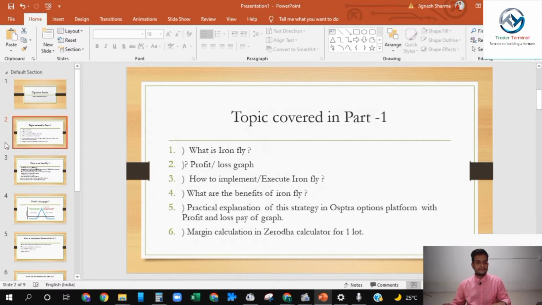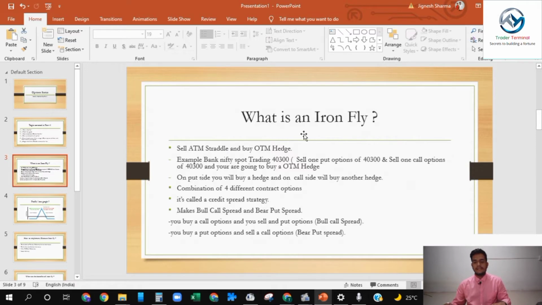All right, first of all, what is an iron fly? Correct, guys. In this, what we do is we sell an ATM straddle and buy an OTM hedge. For example, Bank Nifty spot is trading at 40,300. Here, what we will do is sell one put option of 40,300 and sell one call option of 40,300. You are going to buy an OTM hedge. On the put side you will buy a hedge, and on the call side you will buy another hedge.